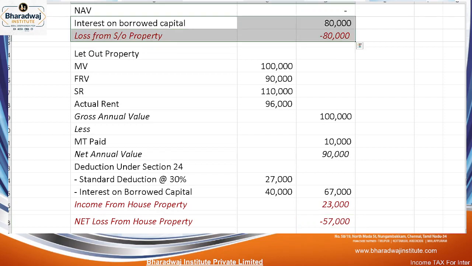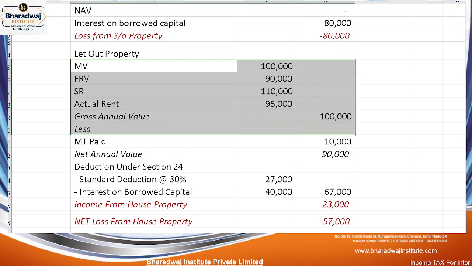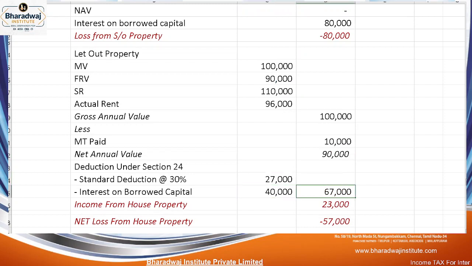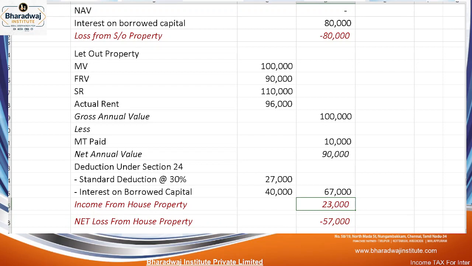Clear? Self-occupied portion, 80,000 deduction for interest on capital. Okay, for the let out portion, proportionately you take municipal value, rental value, standard rent. Actual rent is already given for the let out portion. GAV you get minus municipal taxes paid, you get which one? NAV. On that standard deduction and what? Interest on capital. Okay, you get income from house property. The interest on capital 1/3, everything that is 1/3. Net loss from house property: 80,000 loss, 23,000 profit, 57,000 is the net loss from house property.